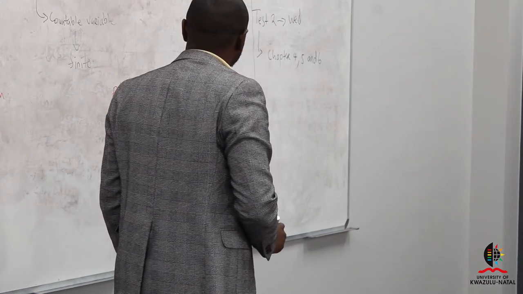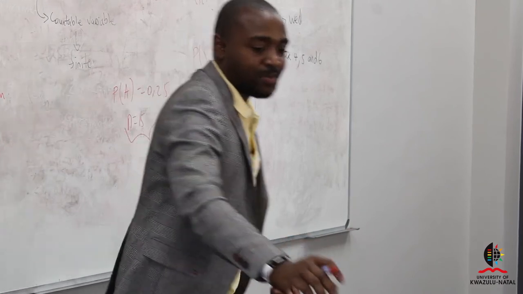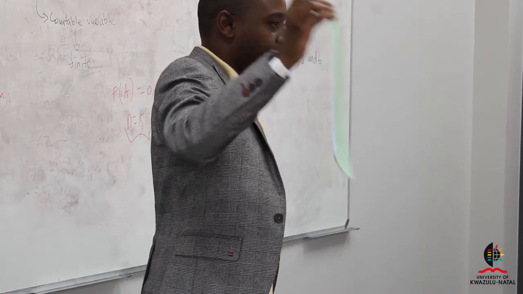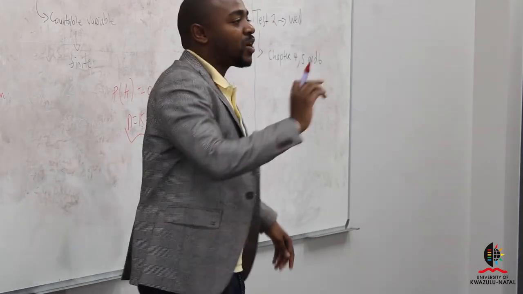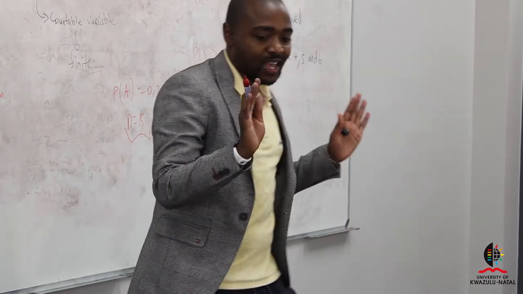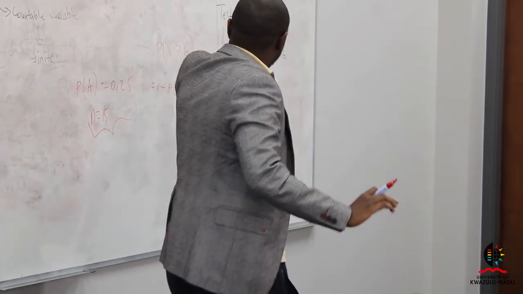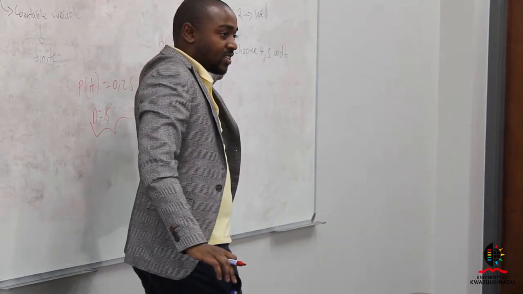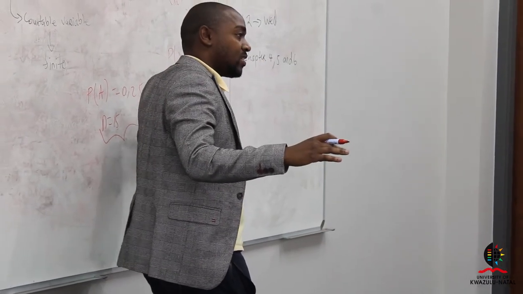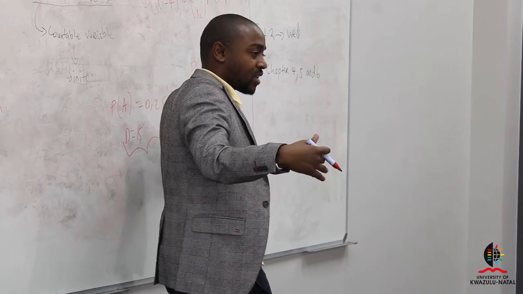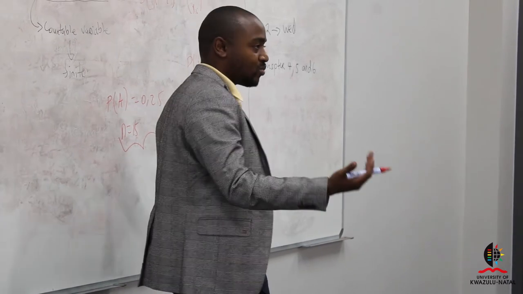Why do you need to change this? It's because the tables you have give you the error to the left. This is not the general formula. You were going to use the table, but if they give you tables with the error to the right, you would go straight to the tables. Because you've got tables with the error to the left, you change this and make it be on the left side. How do you change it? By saying 1 minus the probability of x less than or equal to 5.